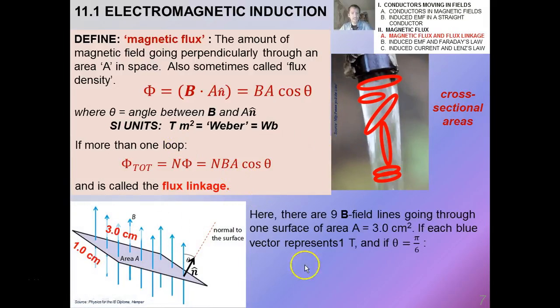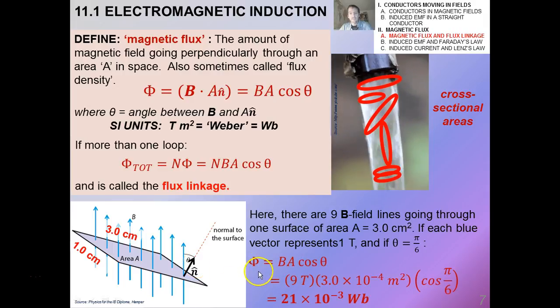As an example, in this case, I have a cross-sectional area which is 1 by 3 centimeters. And in this case, I have 9 B field lines going through one surface area. And the area is 3 square centimeters. If each blue vector represents 1 Tesla, and if this angle right here is pi over 6, then it turns out that the total magnetic flux through that would be 21 times 10 to the minus 3 Webers, okay? And you can check my math on that. Notice that I am using radians and not degrees here, okay? Very important diagram here for you guys to understand, okay?